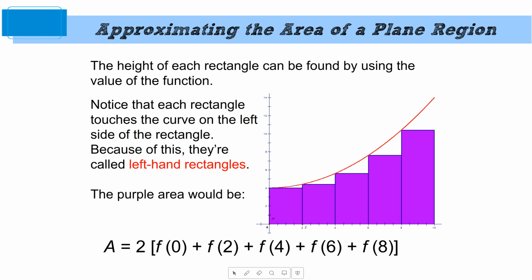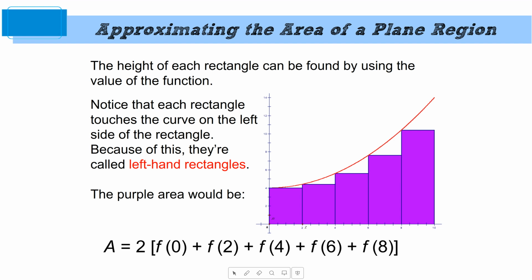Now, what does it mean when it says f of 0, f of 2, f of 4, f of 6, f of 8? What are those? X values or Y values? Y values, correct. Remember, f of whatever is the Y value. So that's a fancy way of saying, take the height of this rectangle, the first one on the left, multiply it by 2. I just factored out a 2 here because we know 2 is delta x.